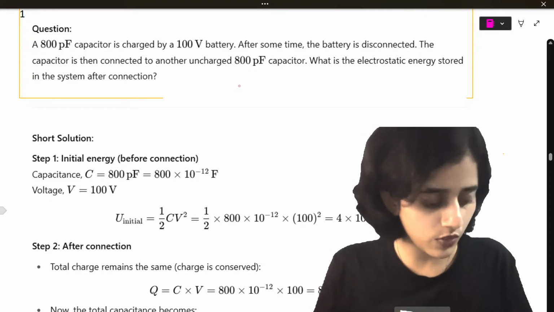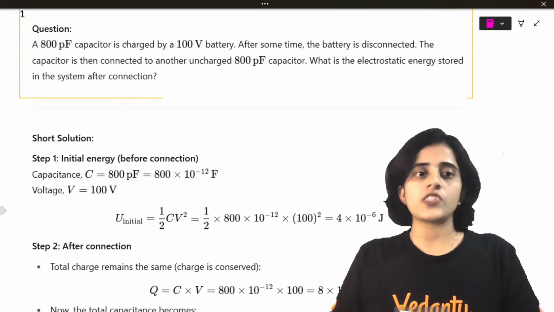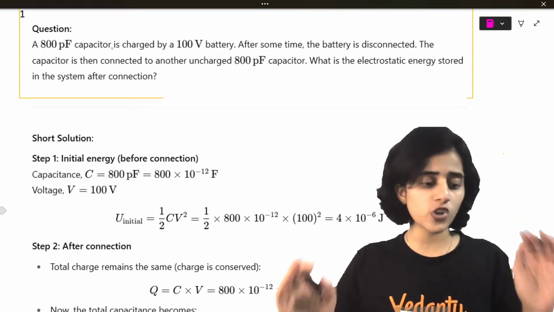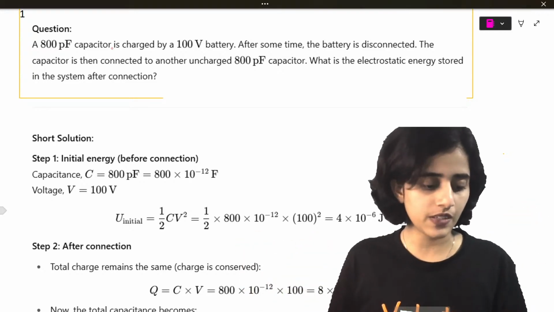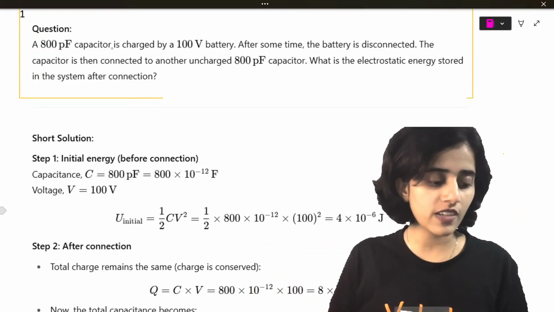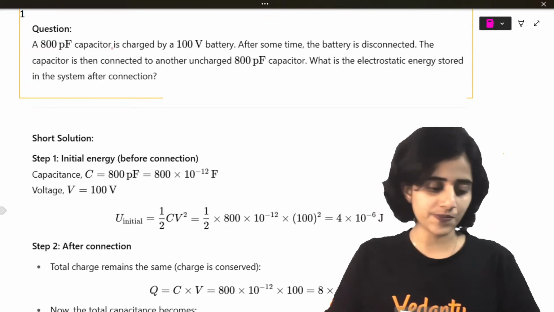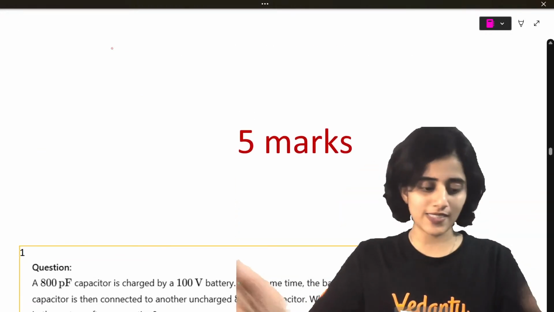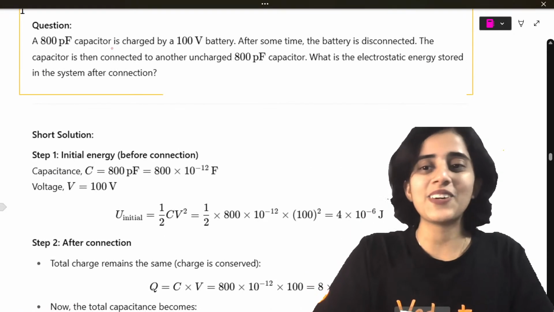Let's move on to the next question. From now, we're solving 5-mark questions. All of you, we are solving 5-mark questions. Yes? 5 marks.